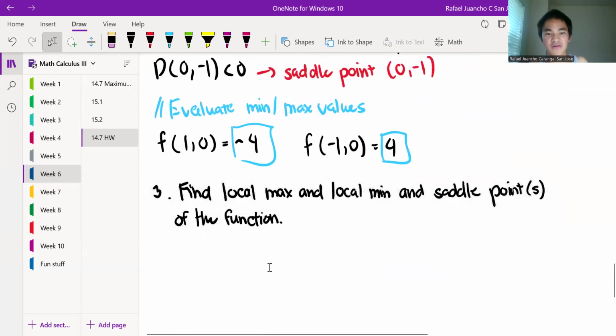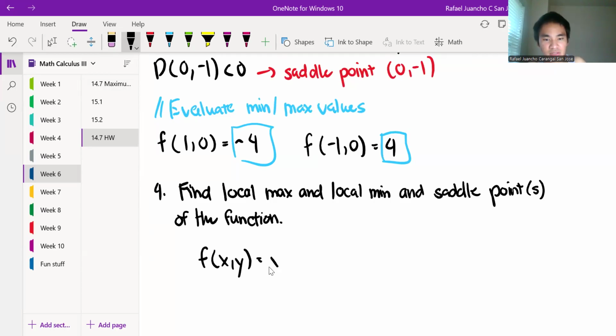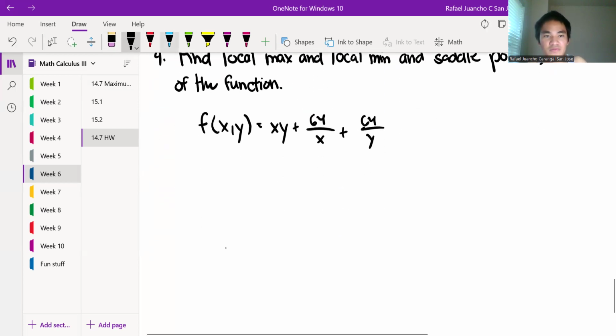So again, we're being asked to find the local max and the local minimum, as well as the saddle points. So let me quickly do that. Here's our function. Okay, I'm going to try to do this a bit quicker, kind of like a test. So first things first, we find the critical points.